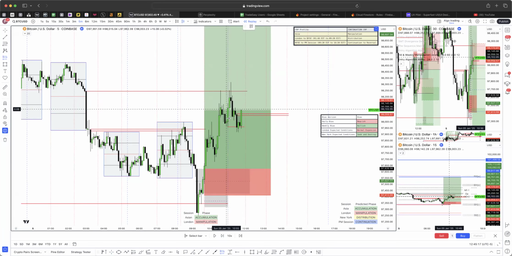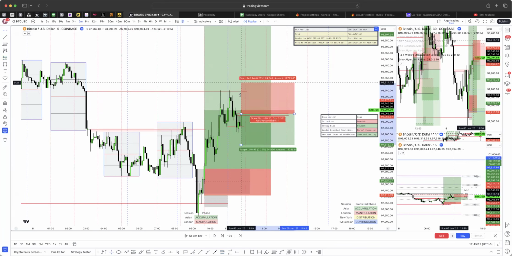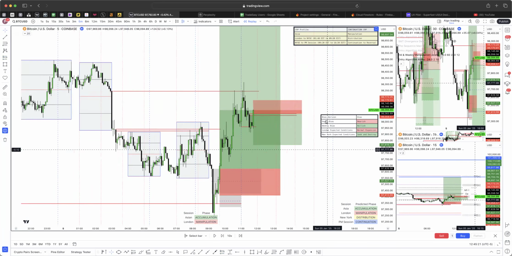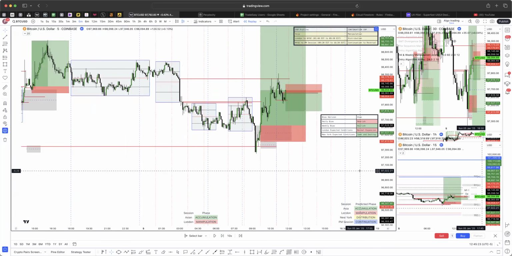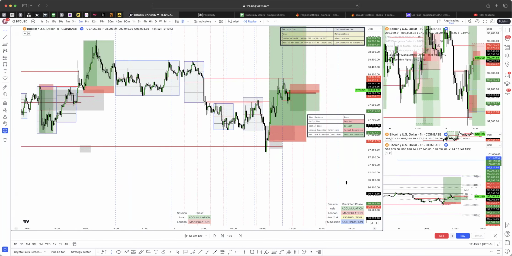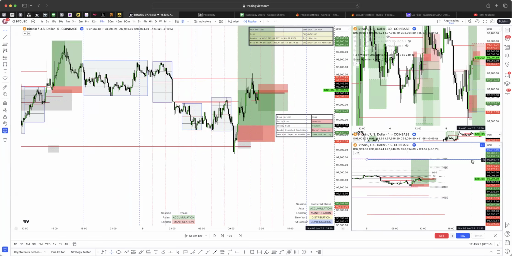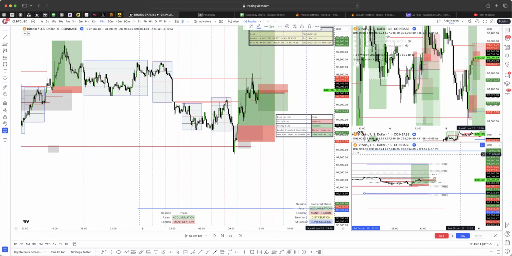IFVG, where IFVG is this one, so it doesn't matter there. Stop loss above the IFVG point. Okay. And what's my take profit? My take profit will then be the distribution levels that this one has here. One is down here, and the other one is down here.